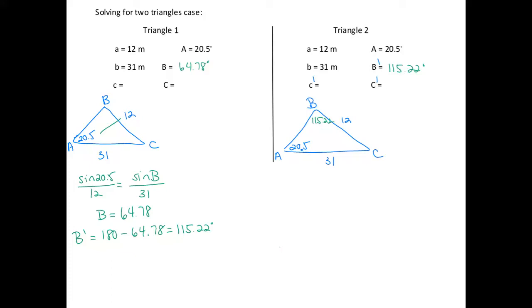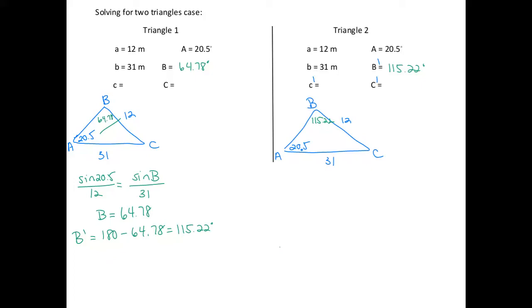Now I can find the third angles, and you can solve these triangles by fully solving triangle 1, then going over and solving triangle 2, or you can solve each piece as you go, up to you, your strategy. I'm going to find both angle C's and just get all the angles in the triangles right away. So back over here, this was 64.78.